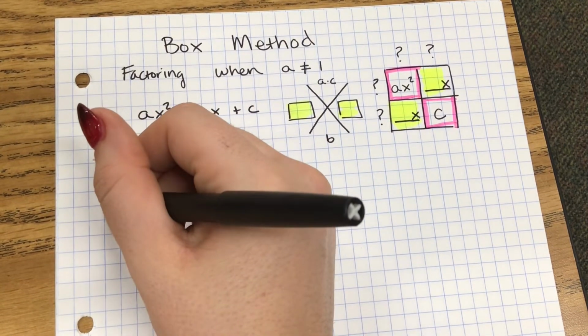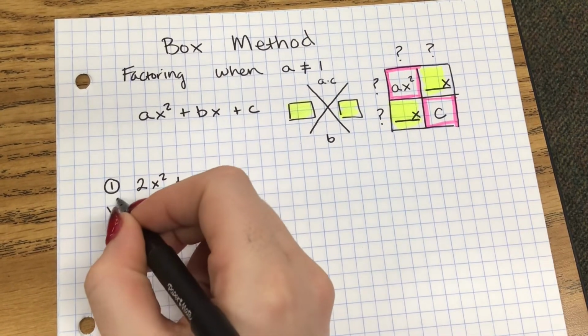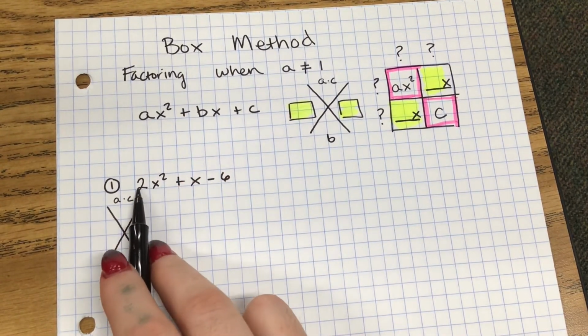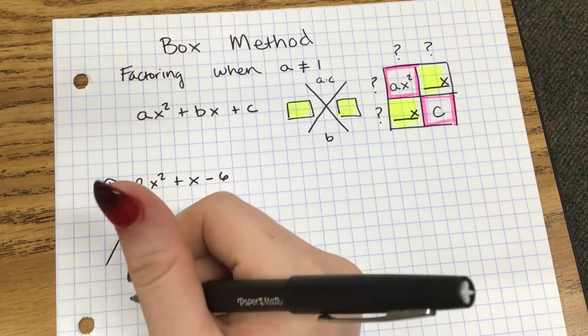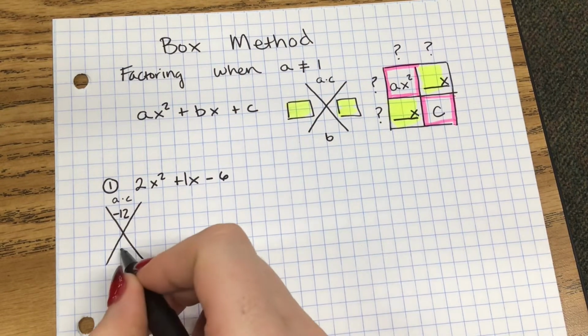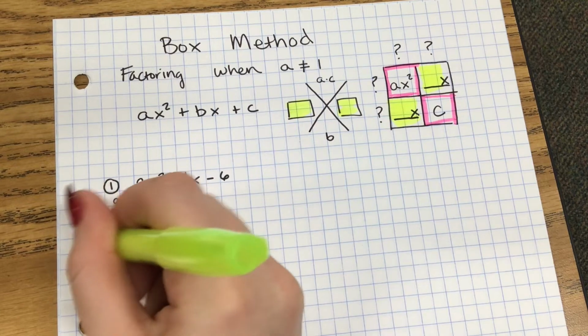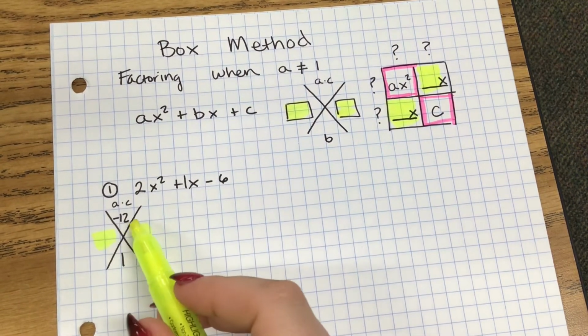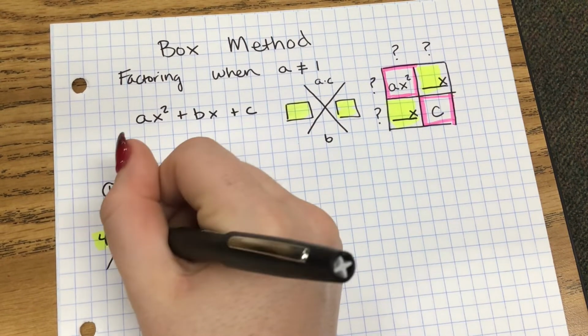We're going to start by putting it in a diamond. We want a times c on top, so that would be 2 times -6. So we get -12. We're going to put the b value on bottom, which is just a 1. We need to figure out two numbers that multiply to -12 but add to 1. In this case, it would be 4 and -3.